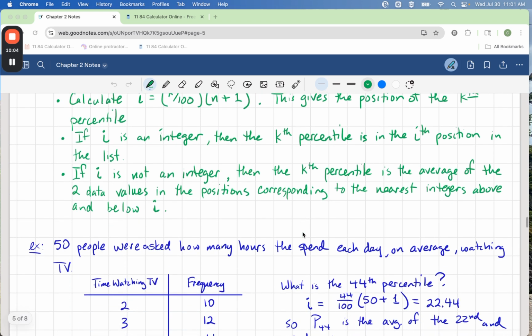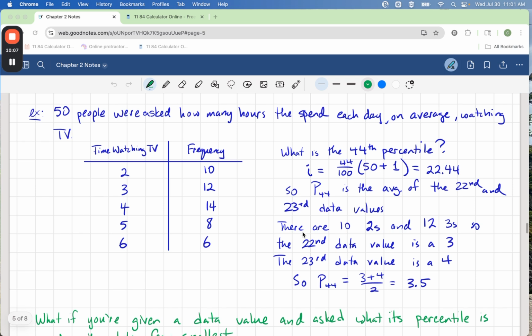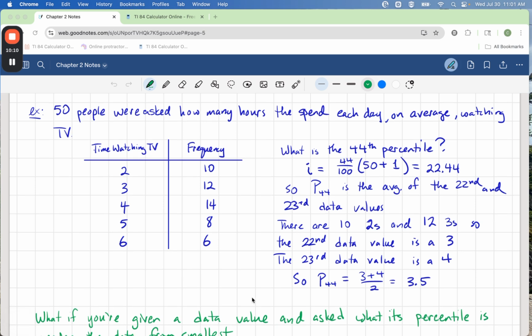So 50 people were asked how many hours they spend each day on average watching TV. 10 people said they watch 2 hours a day, 12 people watch 3 hours per day, etc. What is the 44th percentile? We first make that i calculation. 44 is k, so I put 44 over 100, and n is 50, so times 50 plus 1. That gives 22.44 as my i value. So the 44th percentile is going to be the average of the 22nd and 23rd data values.